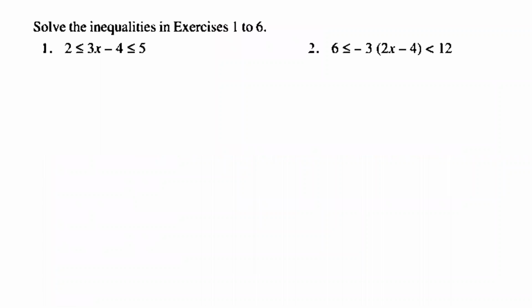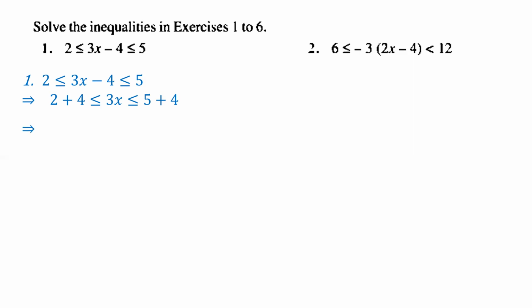So here is the first question. Questions 1 to 6 are given. You need to solve these inequalities. Question number 1: 2 less than or equal to 3x minus 4 less than or equal to 5. First of all, add 4 to both sides of this inequality. That is 2 plus 4 less than or equal to 3x minus 4 plus 4, which cancels. So I'm just writing 3x less than or equal to 5 plus 4.